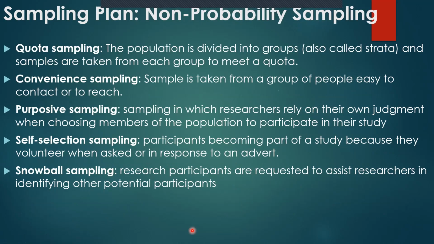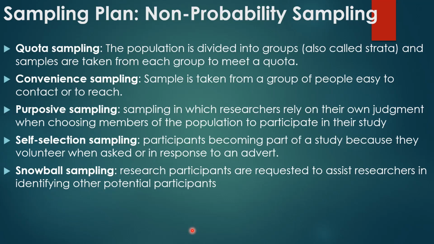Okay, sampling plan, non-probability sampling. This one is very direct. Quota sampling means you just divide the group into quotas and take a few. Purposive sampling means you take those that have certain characteristics that you want. Convenience sampling is you pick those that are available. Purposive sampling means you pick those that you want.